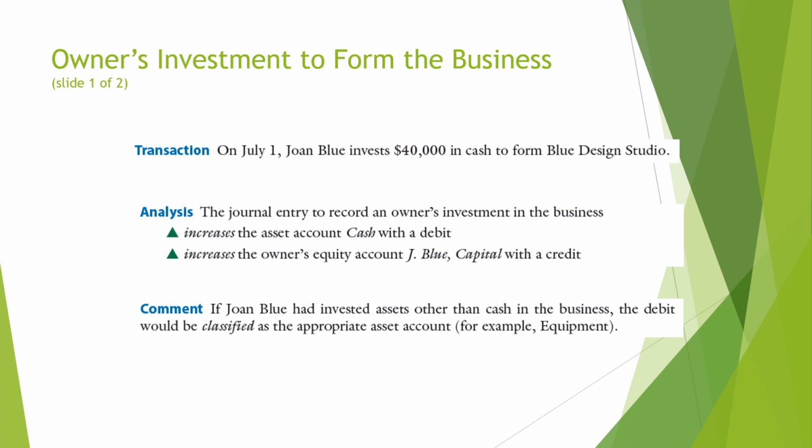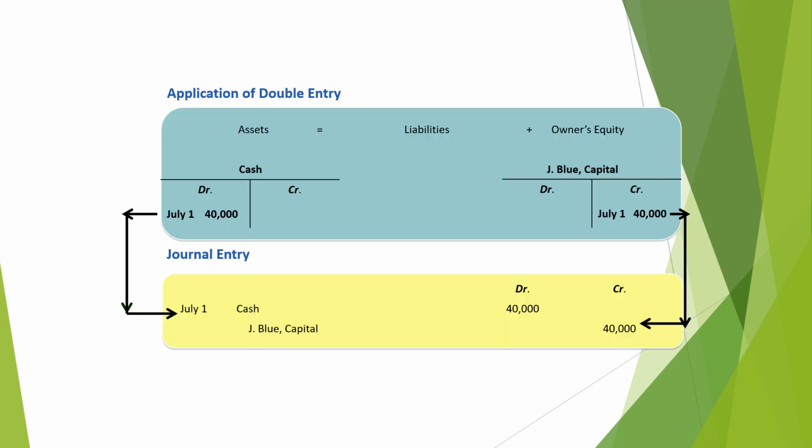On July 1, Joan Blue invests $40,000 in cash to form Blue Design Studio. So Joan Blue is the owner, and Joan put personal money into the business. So as we learned when we did this in the accounting equation, the business cash increases and the business equity increases. We want to take this nice and slow.